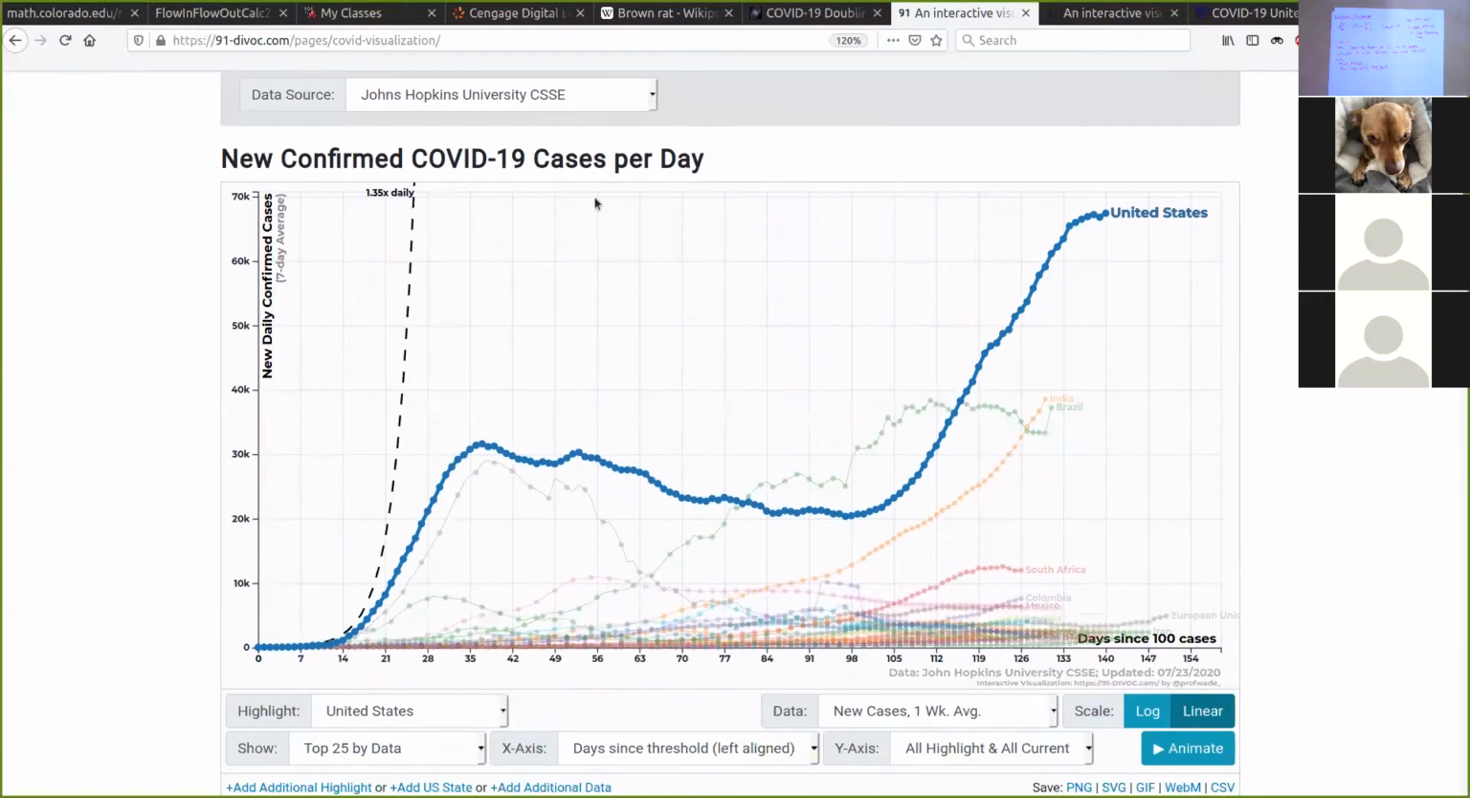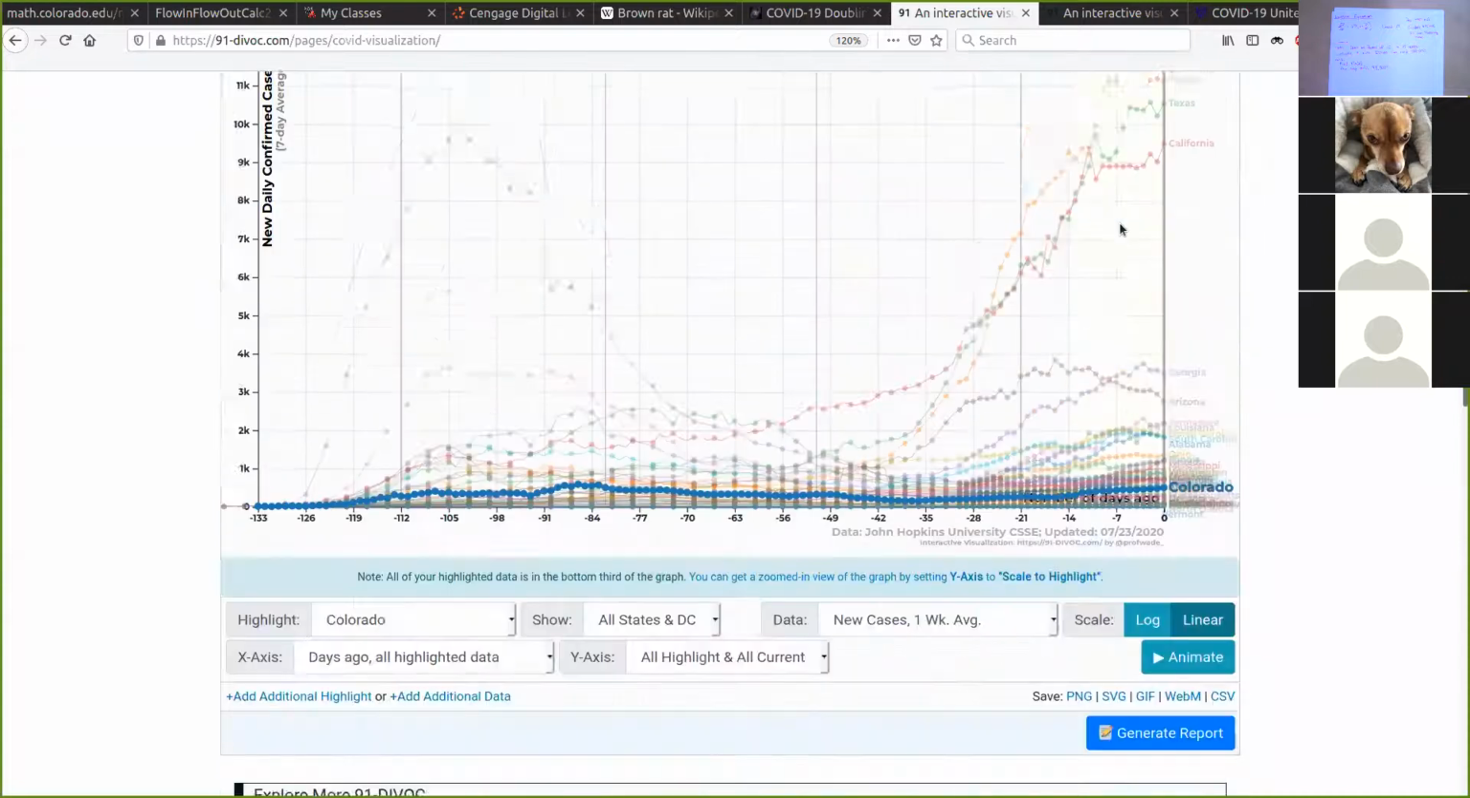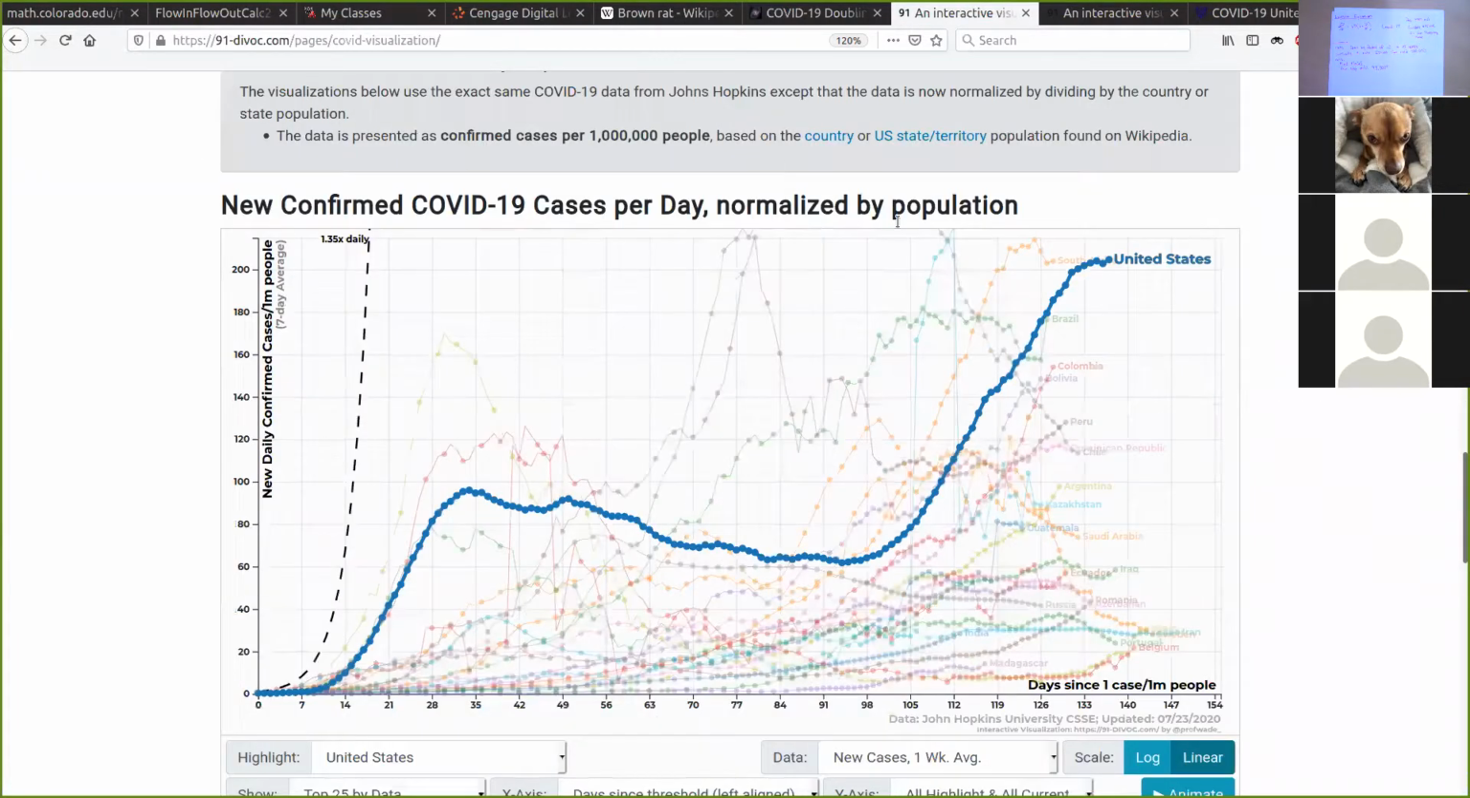So new confirmed cases, this is kind of our sad realization, right? We had it. We had it with the lockdown. All we had to do was wait, but then we wanted to open things up, and we see where we're at. And of course, we could even compare US. I think further down, they have normalized by population, and we kind of see where we're at.